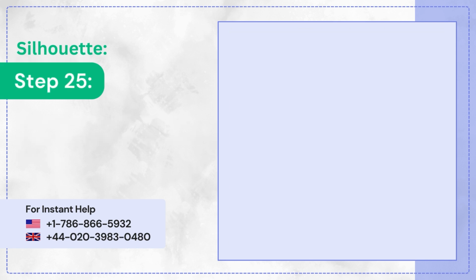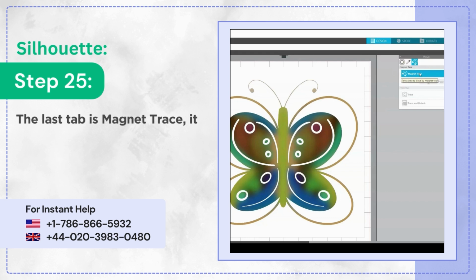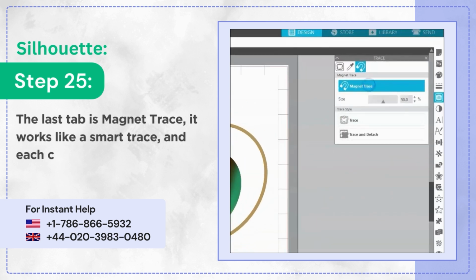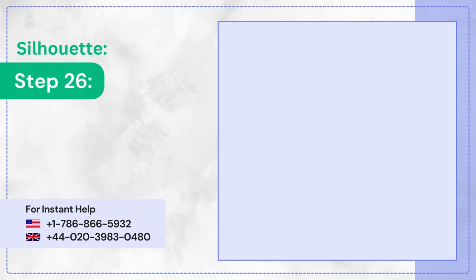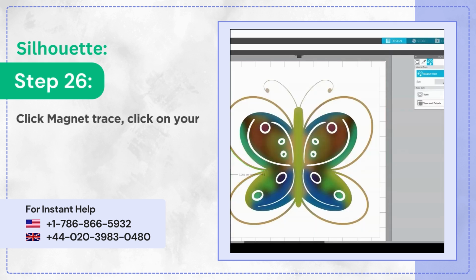Step 25. The last tab is Magnet Trace. It works like a smart trace, and each click creates a trace point. Step 26. Click Magnet Trace. Click on your design, and you can maneuver it to create trace lines.